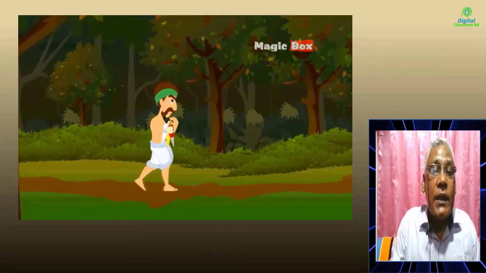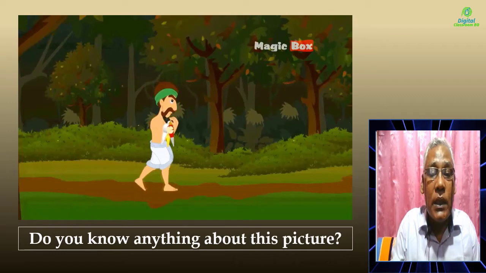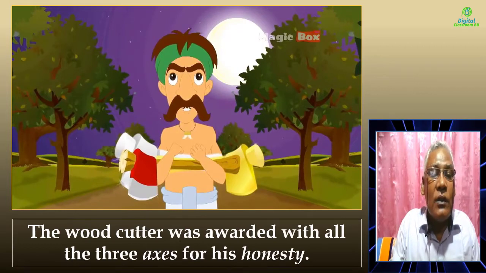Okay, there's a picture. You can see a picture here. Try to guess what the picture is about. Do you know anything about this picture? No? Try to imagine, please. The woodcutter was awarded with all the three axes for his honesty.